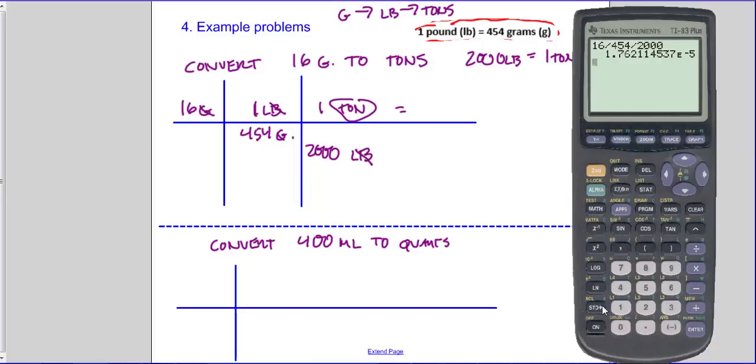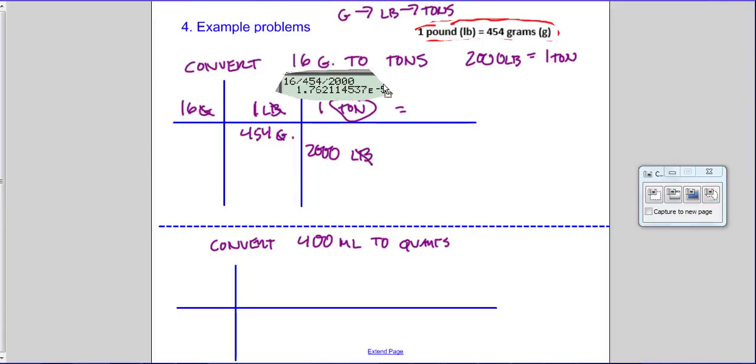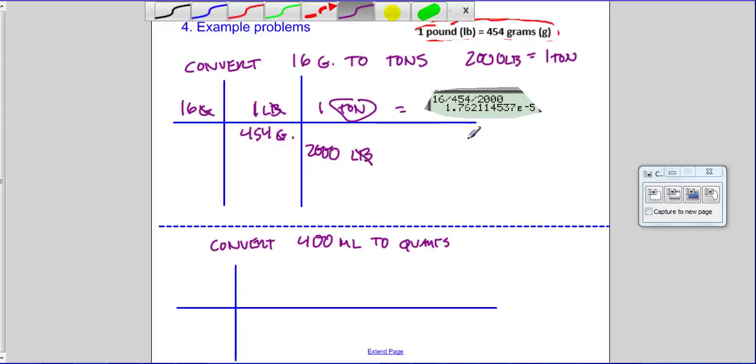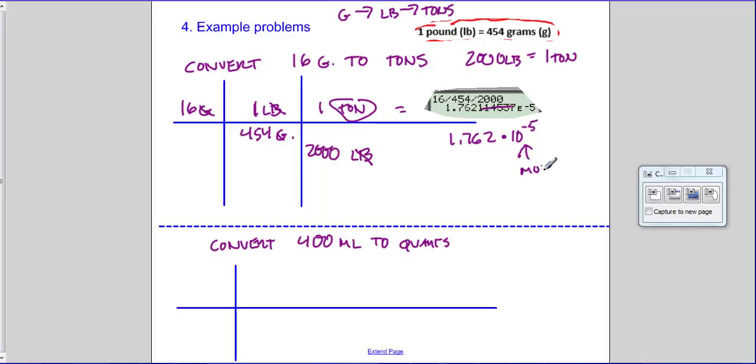Now you see here, we'll copy this. This is 1.762 and so on, e negative fifth. Well, what that means is this is called scientific notation. This is 1.76. We'll just round it to there. We'll drop these digits for now. That means the e means times 10 to the negative fifth. And what this means is this is just like move the decimal point to the left. A negative means move it to the left. Move 5 places to the left.